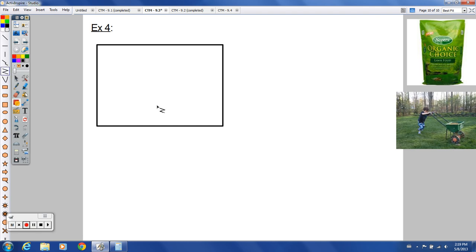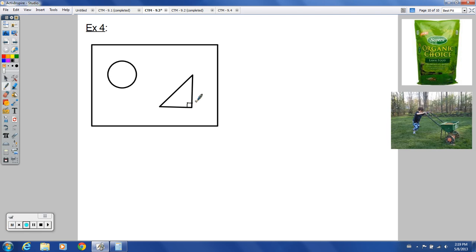This one I'm going to use this for. This is not necessarily drawn to scale, but I'm trying to draw it as close to scale as I can without getting an actual ruler out. And then a circle. I'm going to insert a circle in here. Alright. And this is going to be a right angle right here.